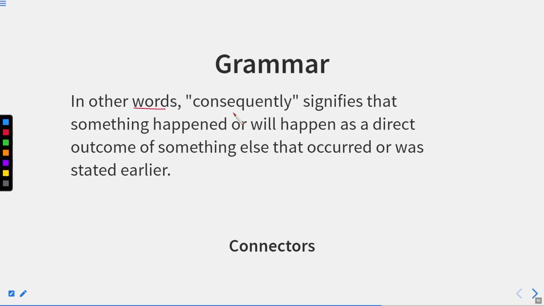In other words, consequently signifies that something happened or will happen as a direct outcome of something else that occurred or was stated earlier. It means whatever has happened, consequently, it means due to this or as a result of this, this will happen. So consequently, eventually, they all show the result or the outcome of the particular event or situation that has already occurred.